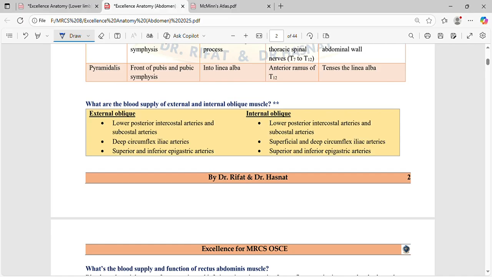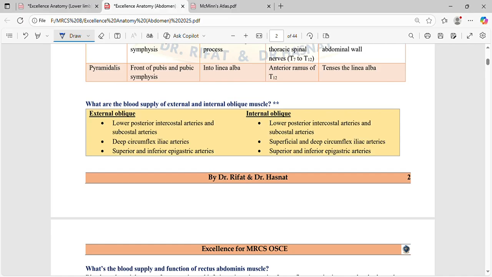Same for the internal oblique: lower posterior intercostal arteries and subcostal arteries, superficial and deep circumflex iliac arteries, and the superior and inferior epigastric arteries. The deep circumflex iliac artery arises from the femoral artery, the superior epigastric artery is a branch of the internal thoracic artery, and the inferior epigastric artery is a branch of the external iliac artery.